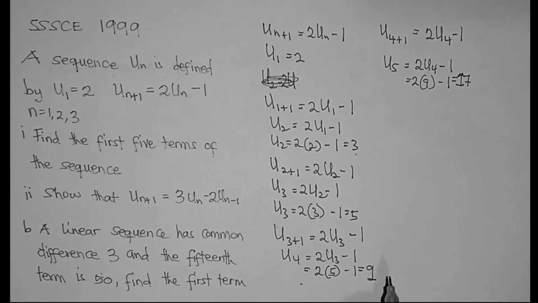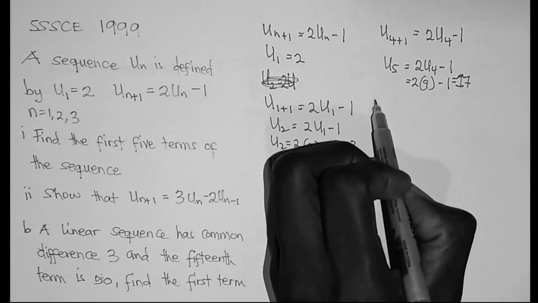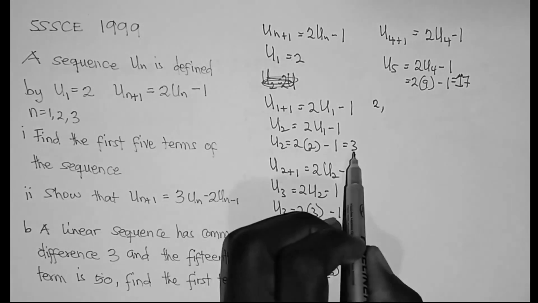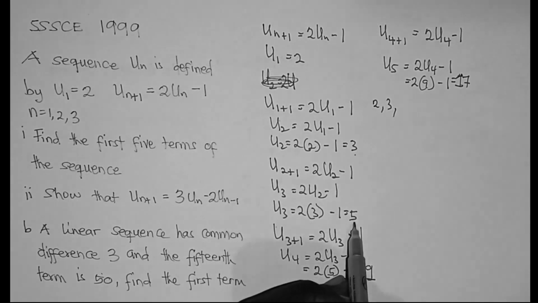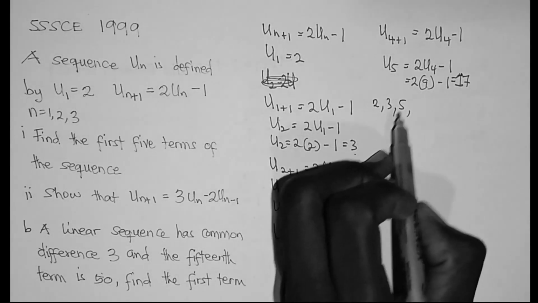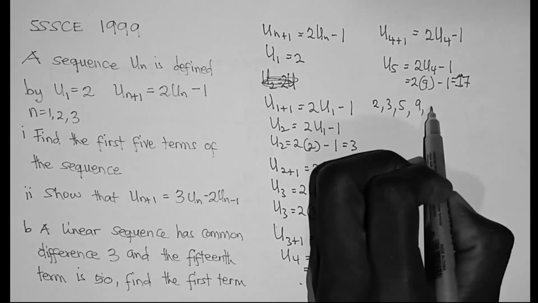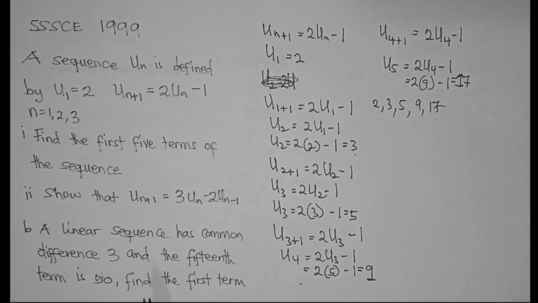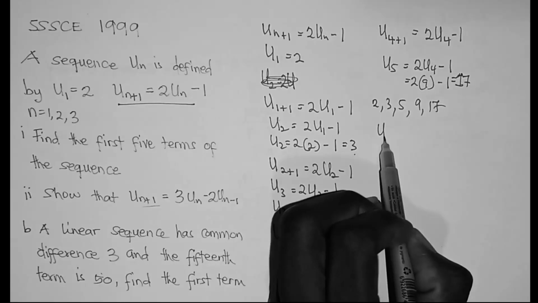So the first 5 terms are 2, and then 3, and then this one is 5, and then we also have 9, and then the last one, which is 17. Then the next part of the question says we should show that u(n+1) equals 3u(n) minus 1.